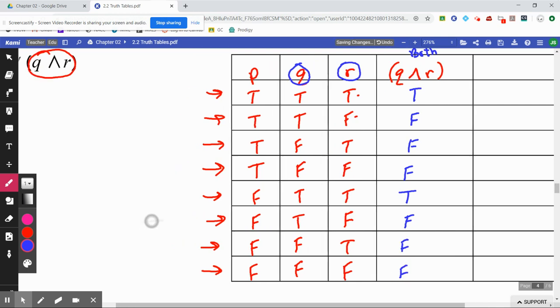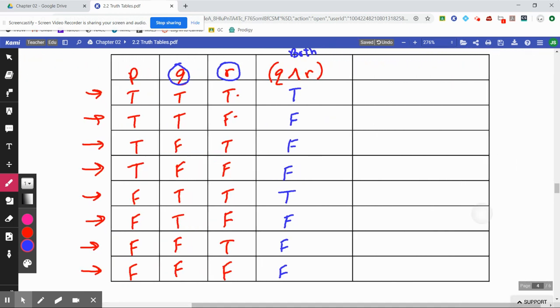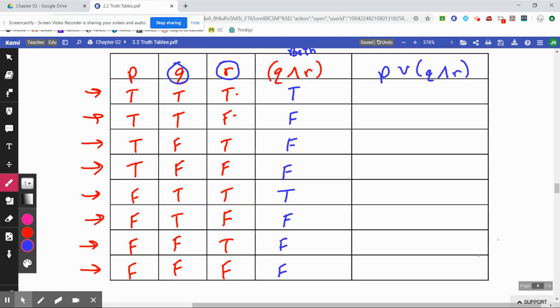Okay, and then we're going to do our final answer: P or Q and R. Well, where in the world's Q and R? We just did that. So let me erase these circles over here. We're going to do our Q and R section, which is right here. That one's done. We're going to OR that, again, that's the symbol for OR, with P. Well, where's P? Right here.